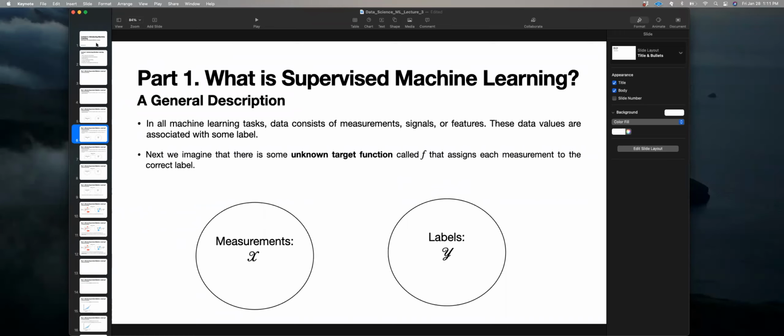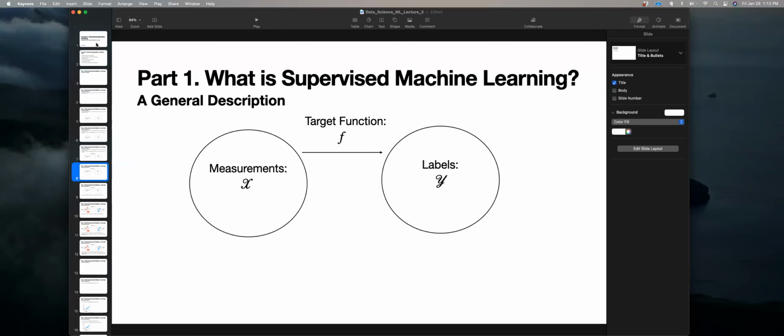And these labels are determined by some unknown target function, which I will always denote by F. This function is a theoretical function that always takes measurements of data, whether these are signals, whatever, and will always assign the correct label to those measurements. Okay, so it's a theoretical function, and it's truly unknown, and we'll get to more about that in a moment.